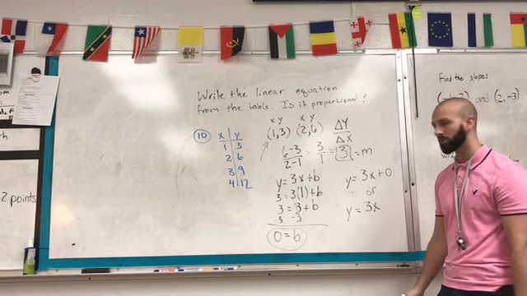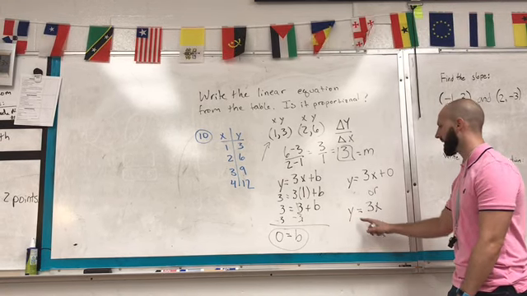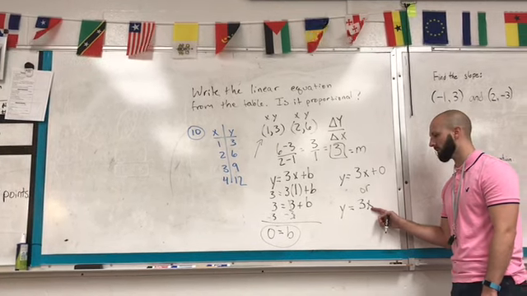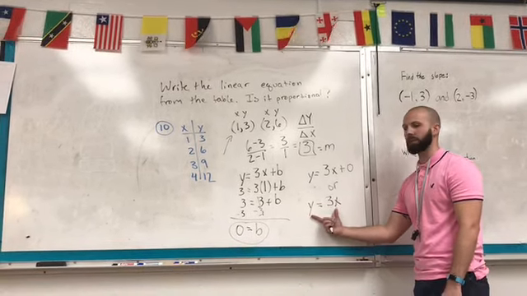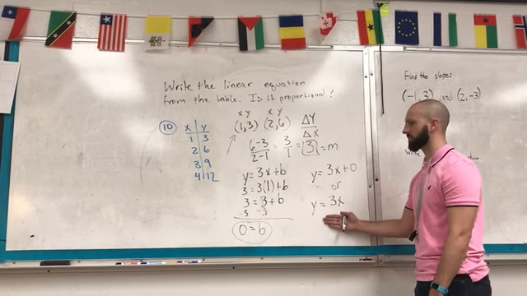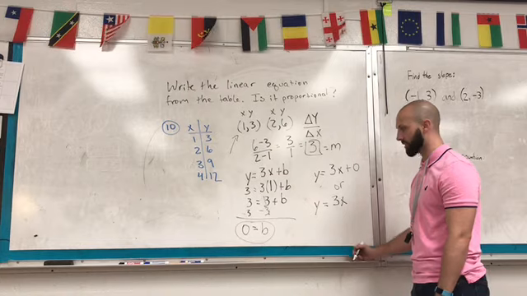Now, is it proportional? Well, we can see that it is because we have y equals 3x, and if x is 0, so is y. That means it will go through 0, 0. So this is proportional. So this is your linear equation, and it is proportional.